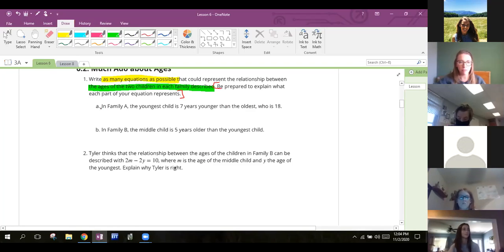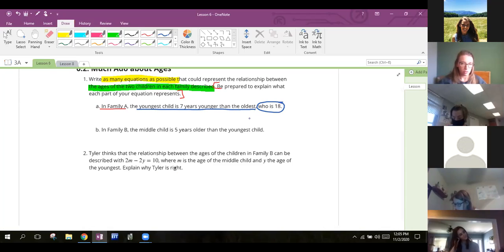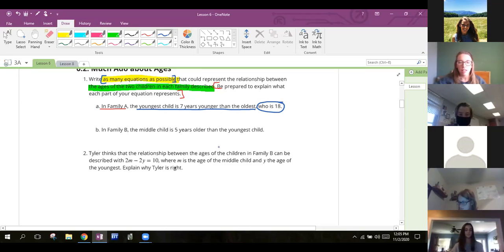Okay, so let's look at it. It says in family A, the youngest child is 7 years younger than the oldest, and the oldest is 18. Okay, so if all of that is true, let's write as many equations as possible to represent that relationship. So who could tell me one equation that would represent the youngest child is 7 years younger than the oldest, who is 18? What would one equation be?